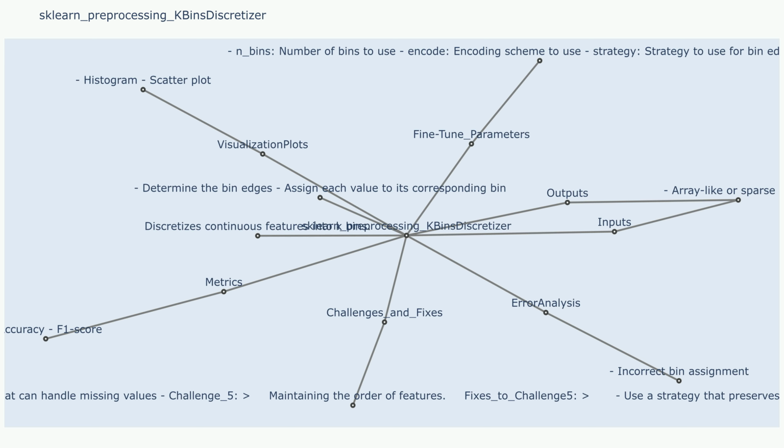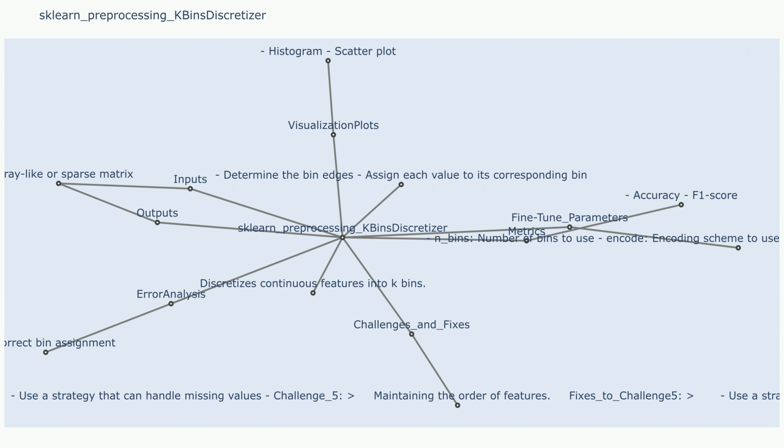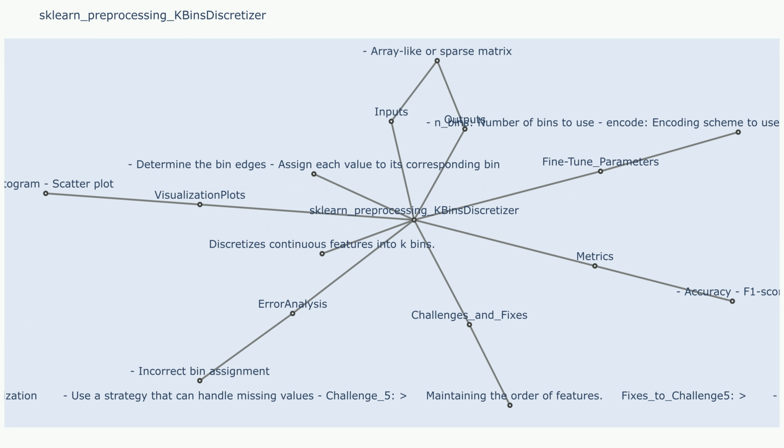sklearn.preprocessing.KBinsDiscretizer. Description: the KBinsDiscretizer class in scikit-learn is a transformer that converts continuous numerical features into discrete bins. It allows you to create a specified number of bins for each feature, mapping continuous values within each bin to a single integer. This is useful for preparing data for algorithms that are not suitable for continuous data, e.g., decision trees, reducing the impact of outliers, and simplifying data for interpretation.